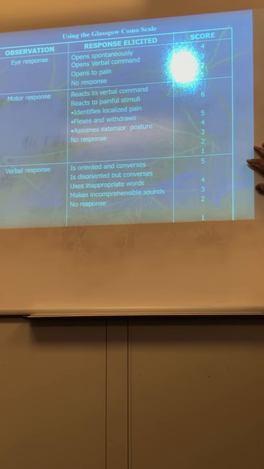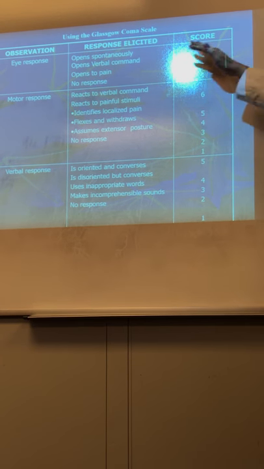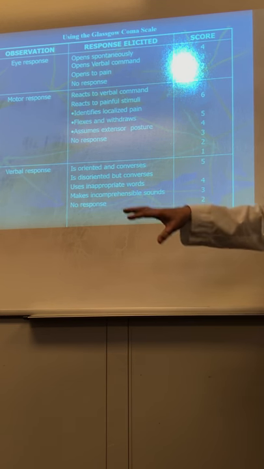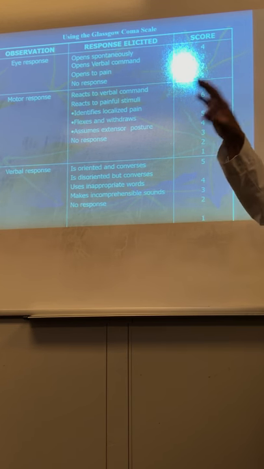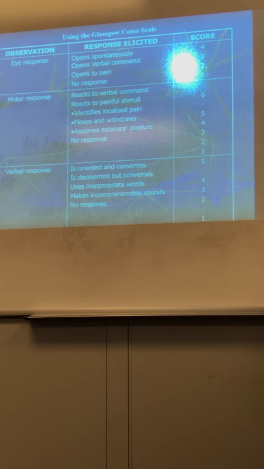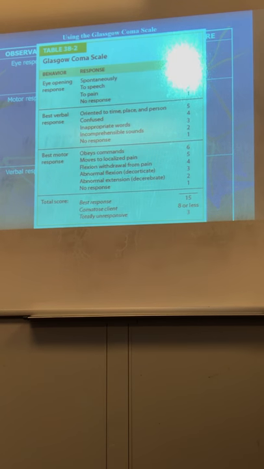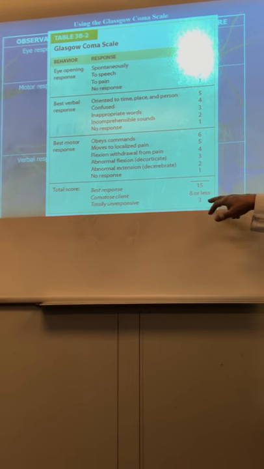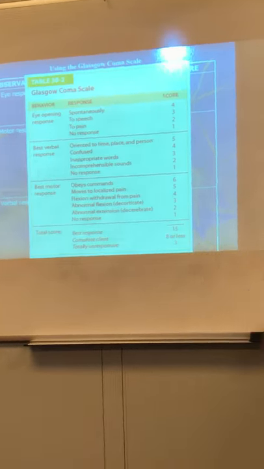Sometimes it's good if you memorize this, because they'll just give you the description and then you're asked for the score. It's like the Apgar score, which we're going to talk about for the baby after birth. So 16 here is 13 times. The best response is 15. If the patient is 3, that's the lowest score, totally unresponsive.